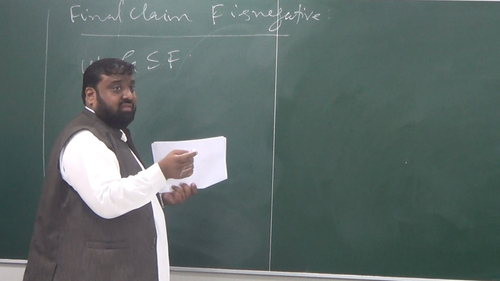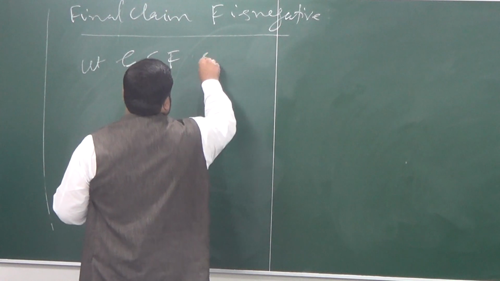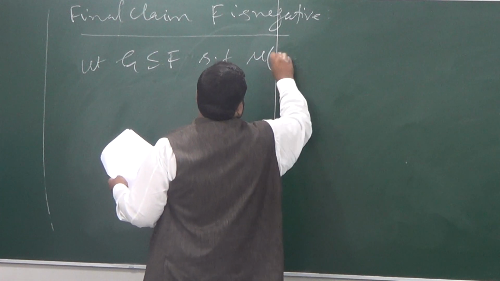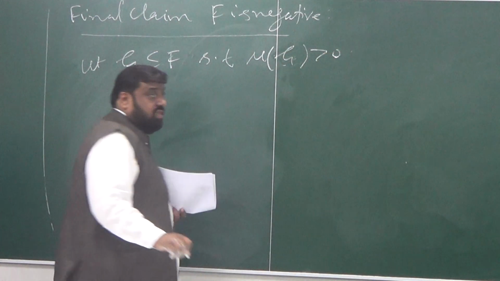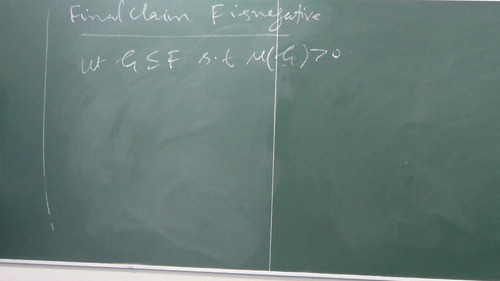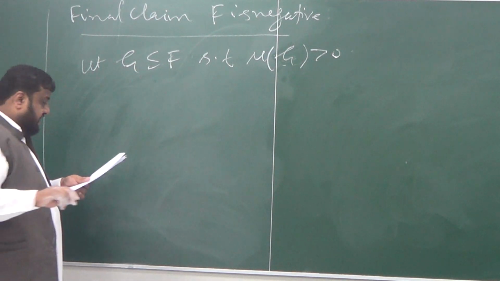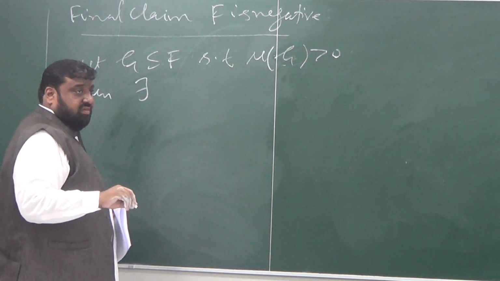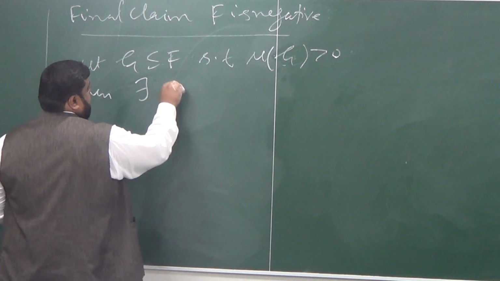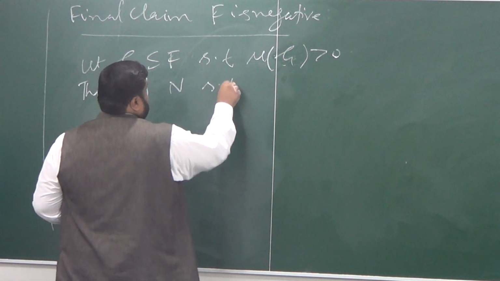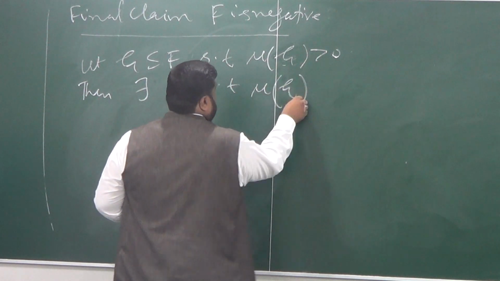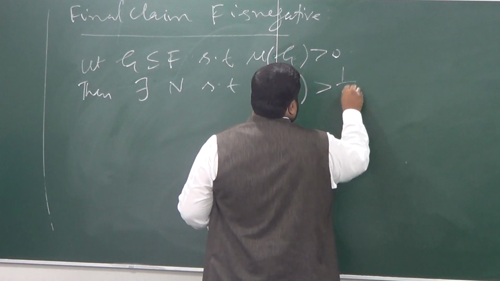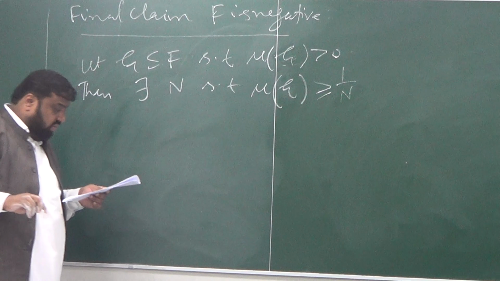Suppose not. Let G be a subset of F such that the measure of G is positive. Okay? And if the measure of G is positive, then I can find a capital N such that mu of G is bigger than or equal to 1 over N.